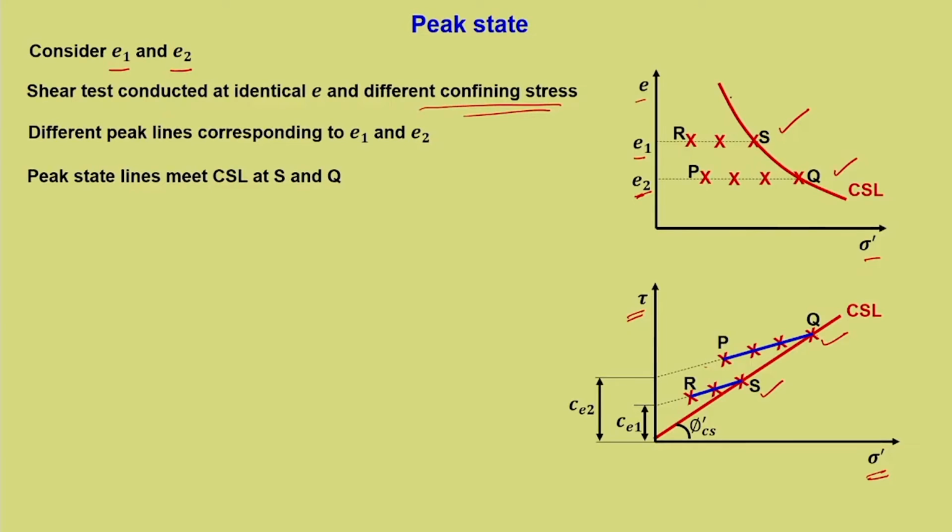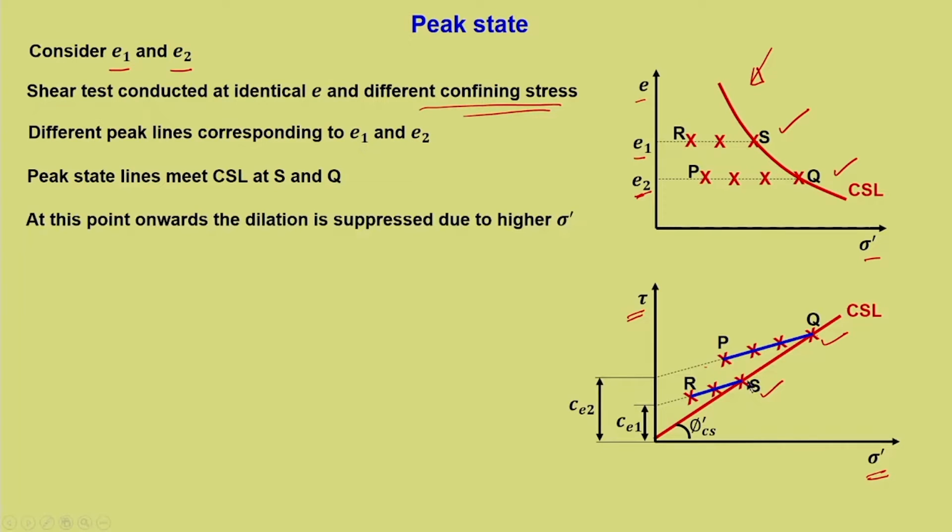Why? Because when we integrate the explanation with respect to the e-sigma dash plot, this gets quite comfortable and it is very easy to understand, because we know that as you go on increasing sigma dash, there exists a condition where it will meet the critical state line. When you project that down, that will give Q and S.